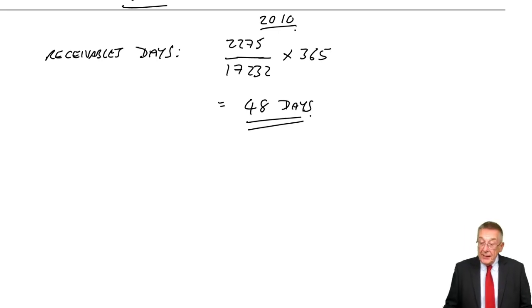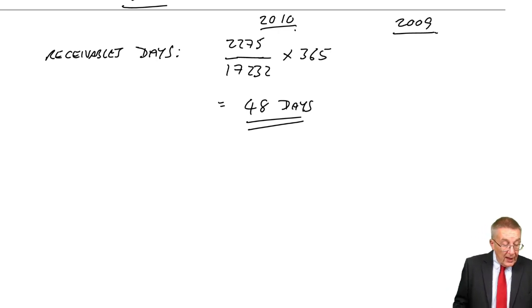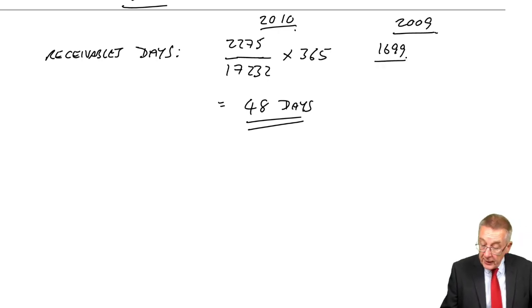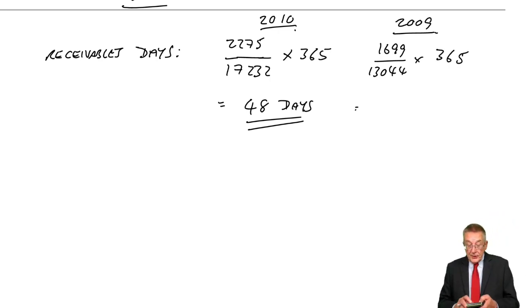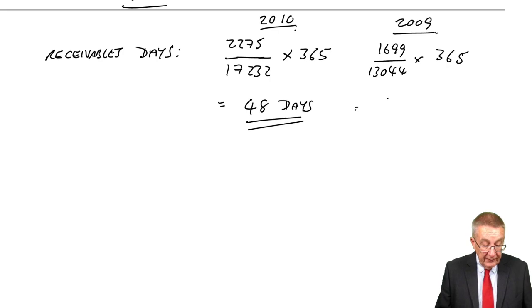How long were they taking to pay in 2009? 2009 receivables were 1699. The total sales, the revenue, 13,044. And so last year 1699 divided by 13,044 times 365. 47.5, again to the nearest day, 48 days.